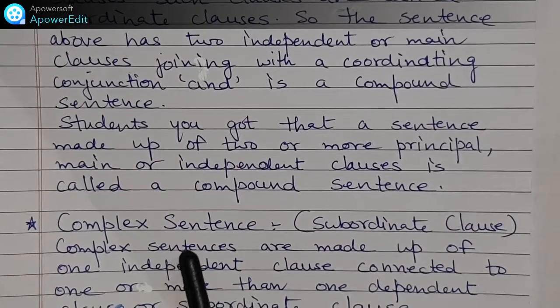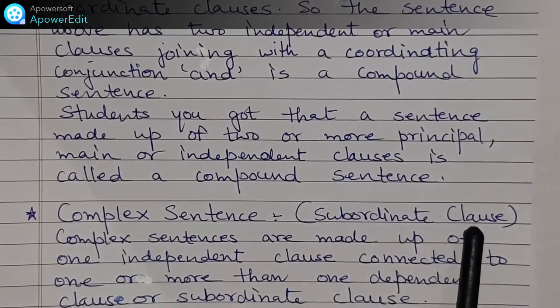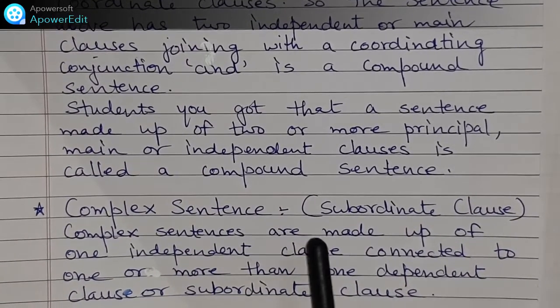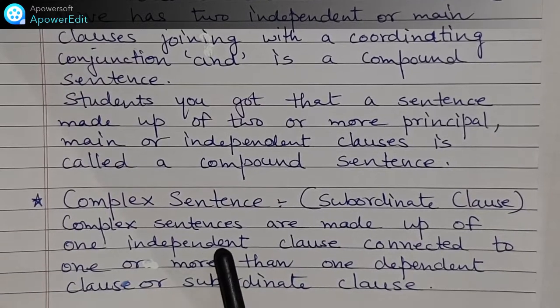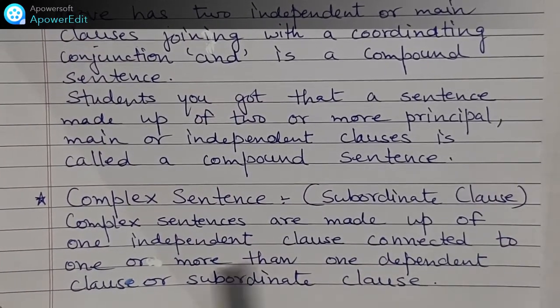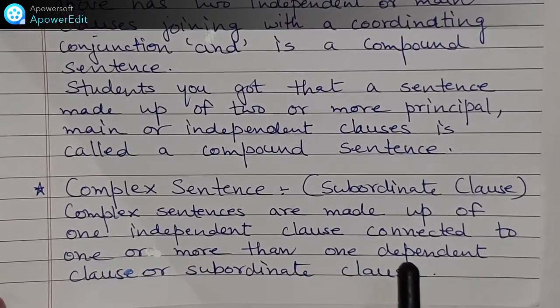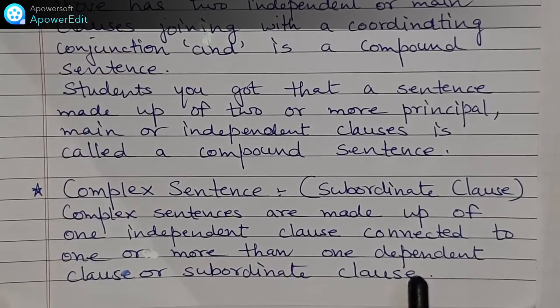Now, complex sentences or subordinate clause. Students, complex sentences are made up of one independent clause connected to one or more than one dependent clause or subordinate clause.